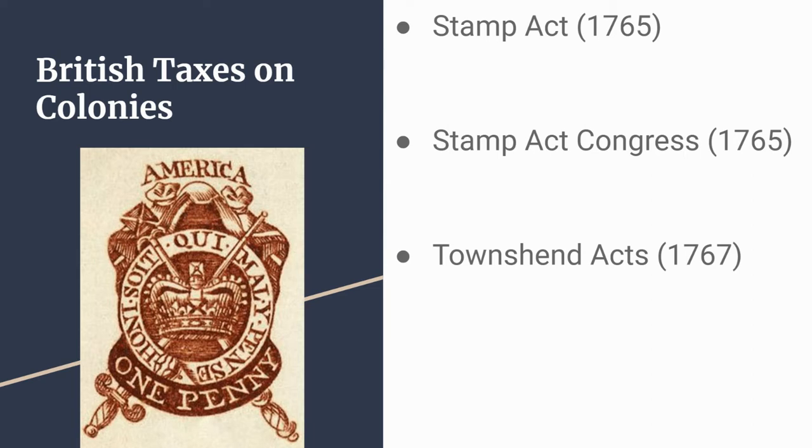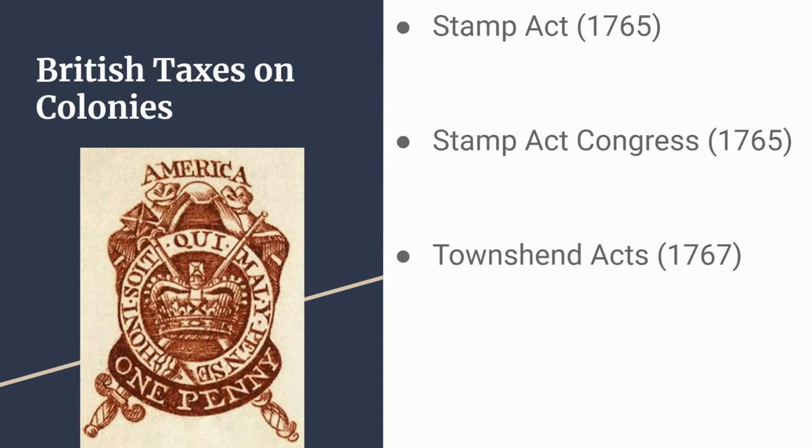The first one is the Stamp Act. This is in 1765. This is a tax on a bunch of different things, commonly used goods like newspapers and playing cards, anything made from paper, and essentially you'd have to pay for a stamp that would go onto the item, which is what you see. That's that picture. It's the stamp.